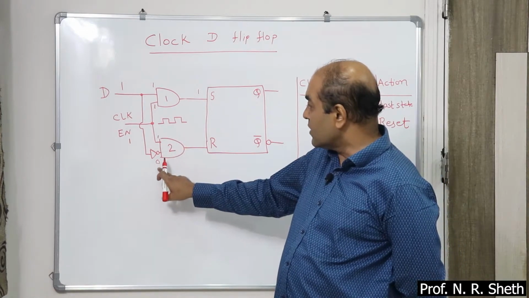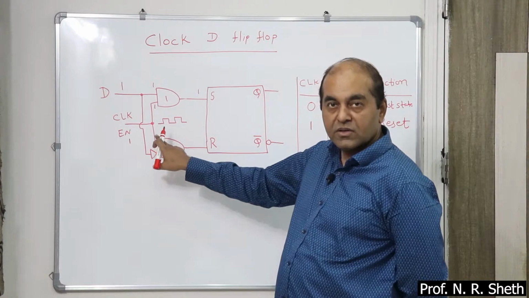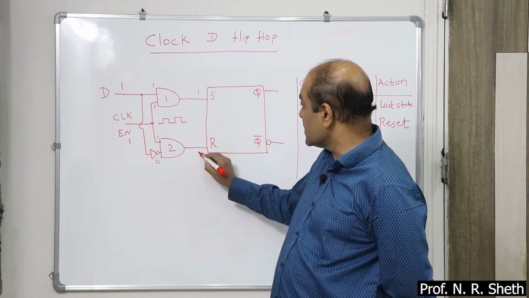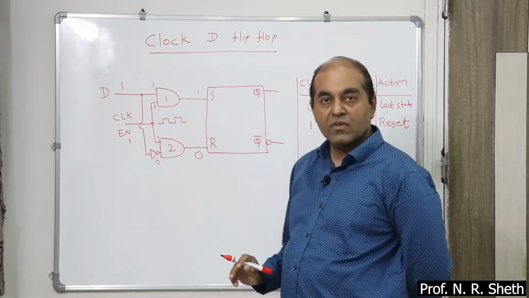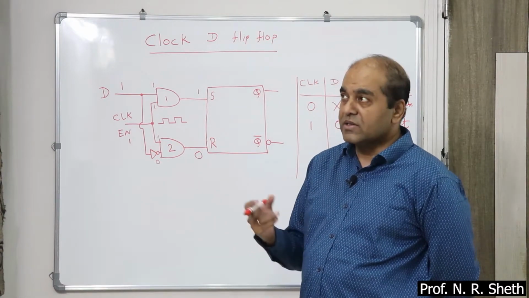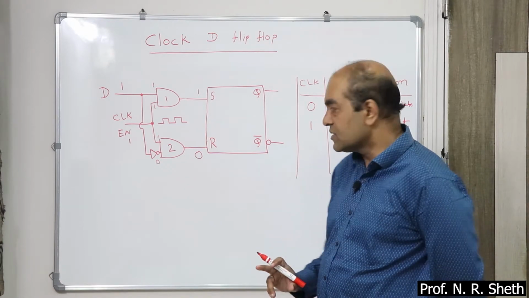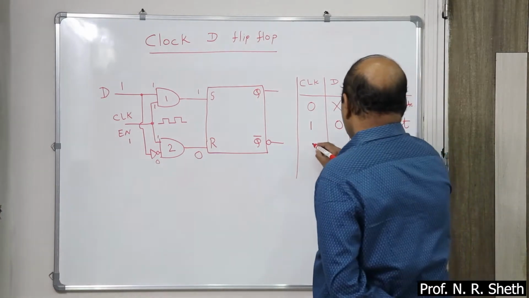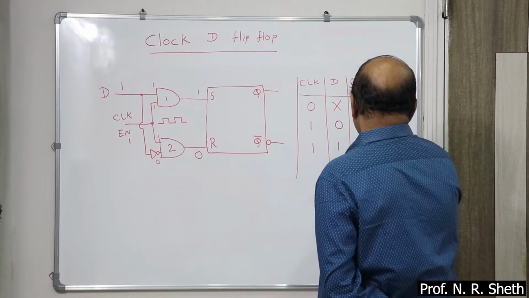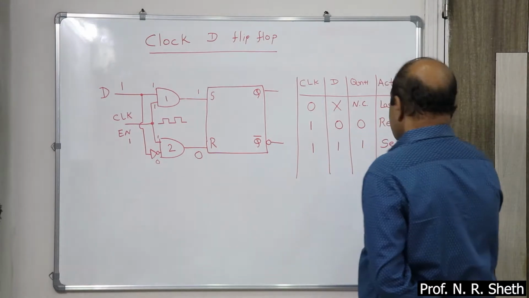Here one input is 0, another is 1, so this one is 0. So 1 and 0. S is 1, R is 0, flip-flop is set.